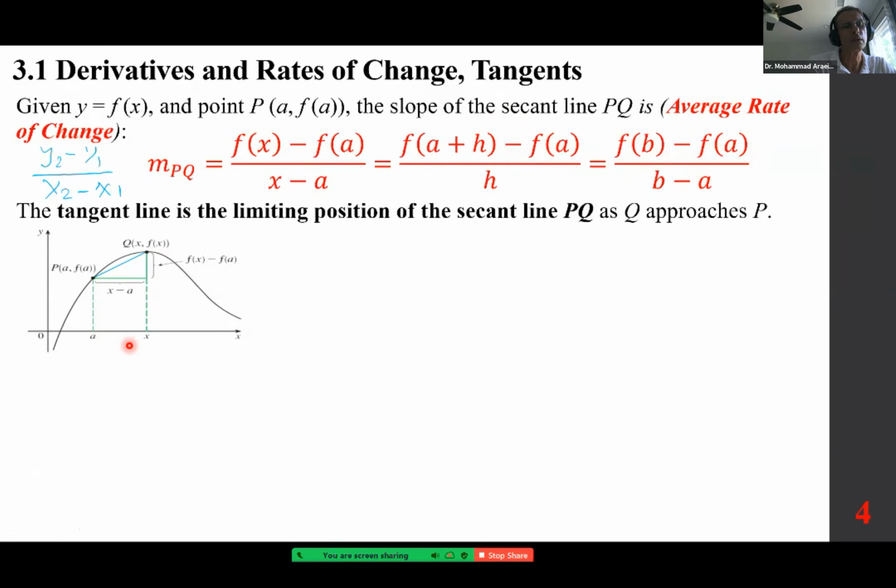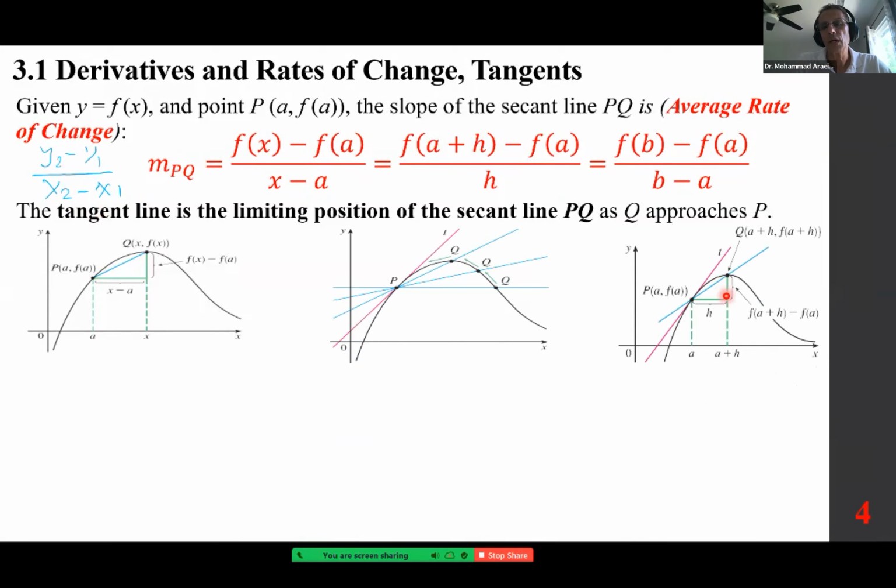Now, if you look at this one, the first point has coordinates a and f of a. The second one, x and f of x. So if you go with that, it gives you this definition: f of x minus f of a over x minus a is y sub 2 minus y sub 1 over x sub 2 minus x sub 1.